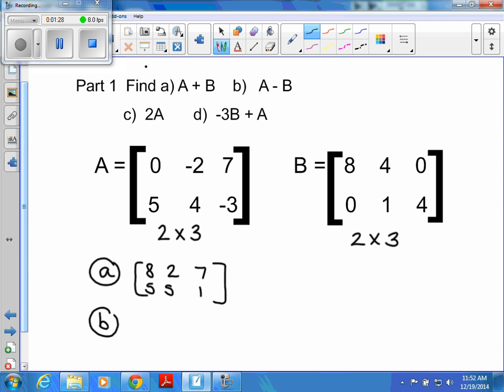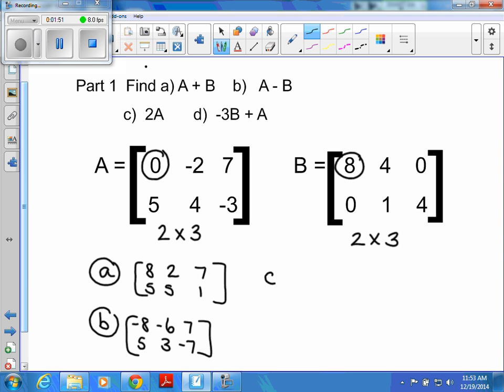If I wanted to subtract these, all you do is take your 0 and subtract it from the 8, which gives you the negative 8. Negative 2 minus 4, which is a negative 6. 7 minus 0, which is 7. 5 minus 0, which is 5. 4 minus 1, which is 3. Negative 3 minus 4, which is a negative 7.